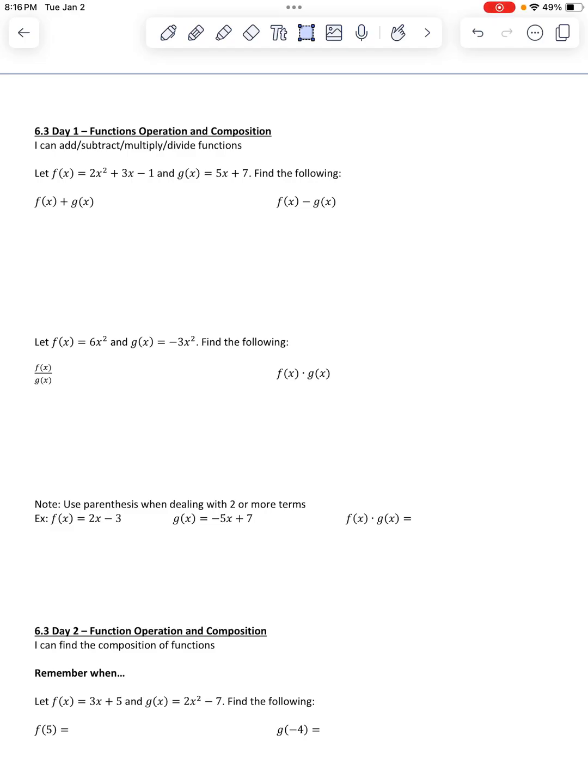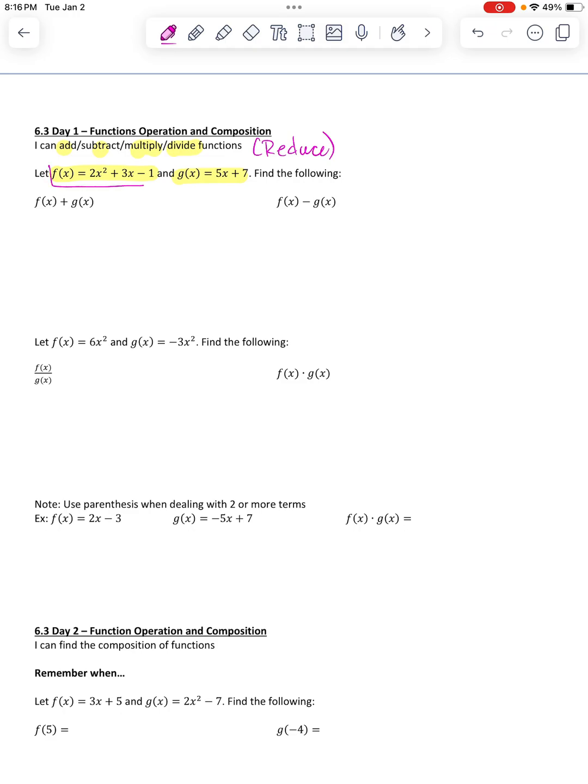Hey there, friends. We are going to look at 6-3 day one. Even though it looks kind of funky monkey, it is things you already know how to do. You're going to be asked to add, subtract, multiply, and kind of divide, although I would argue that this is really just going to be reducing if it's possible. So you're not going to do any actual division. And it's going to use just function notation.